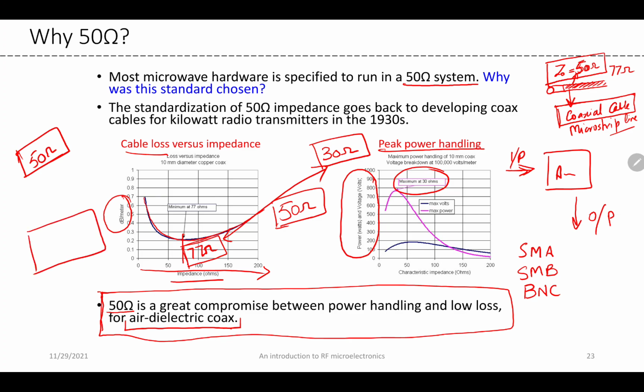So whenever we design a system, it does not matter what's in between. If we have a system, we always ensure that the impedance looking into the ends is 50 ohms. That's what we always try to do.